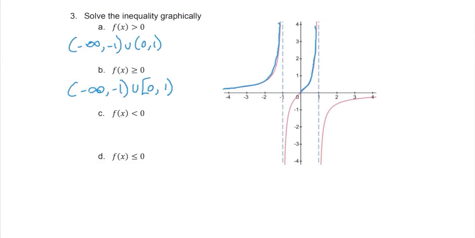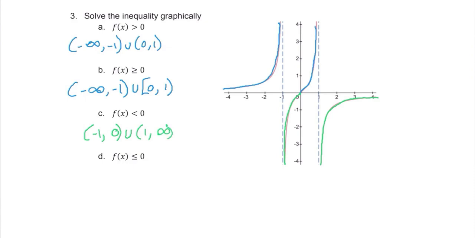In example C, f of x is less than 0. In other words, where is f below the x-axis? This first piece is below the x-axis, and that is starting at the asymptote -1 and going up to 0. We'll use parentheses on both of those due to the strict inequality. And it is also below the x-axis in this piece, starting at 1 and going to positive infinity.